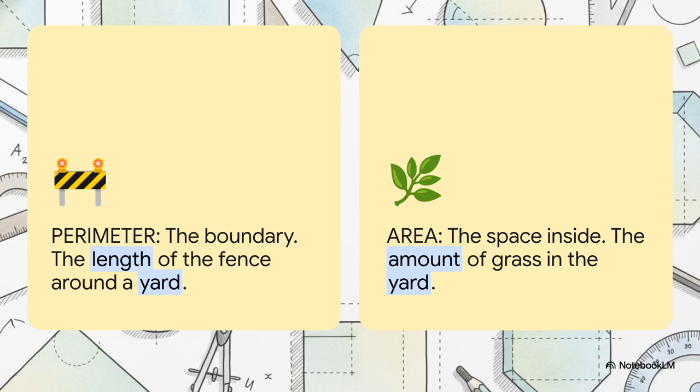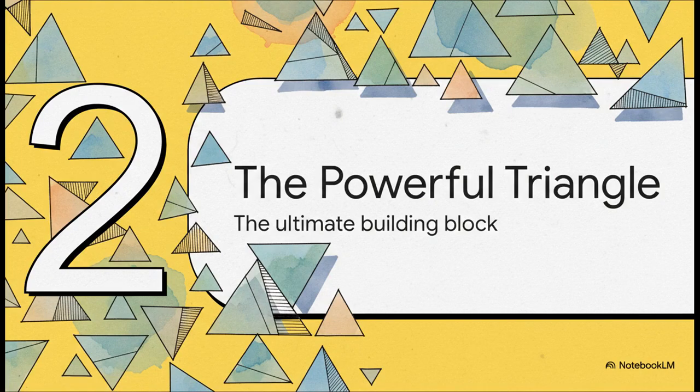The best way to think about this is super simple. Just picture a backyard. The perimeter? That's the fence. It's the total length you'd need to walk to go all the way around the edge. It's a distance. The area, on the other hand, is the grass inside the fence. It's the amount of space the yard takes up. One's the fence, one's the grass. Simple as that.